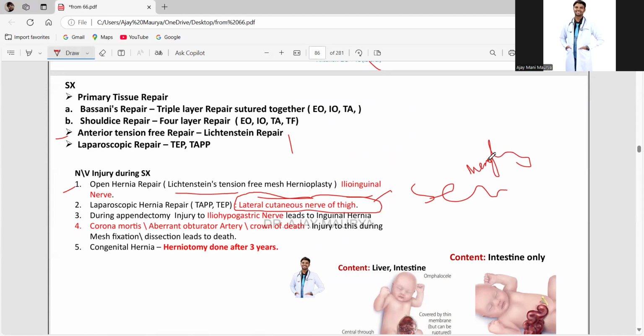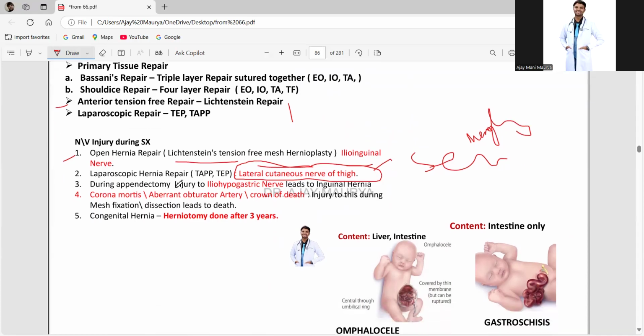There is a history during appendectomy, injury to dash leads to inguinal hernia. It is the iliohypogastric nerve. Next one is the dash injury during mesh fixation dissection that leads to death. It is the corona mortis or aberrant obturator artery, also called the crown of death vessel.